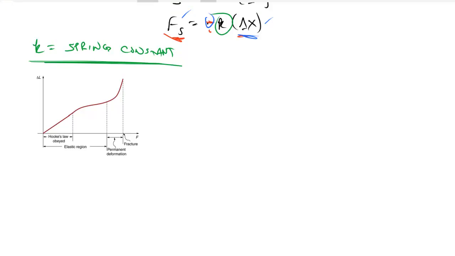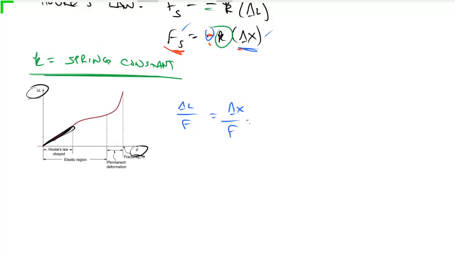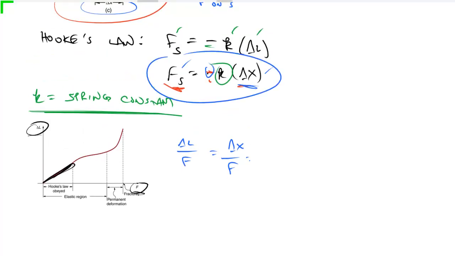So if we look at, here is our change in length, and here is our force. Then when this is linear, when we plot the change in length versus the force, when there's a linear relationship between these, after all, if we look at the slope, delta L over F, just rearranging this equation, or I could have said delta X over F, this would be equal to the spring constant.